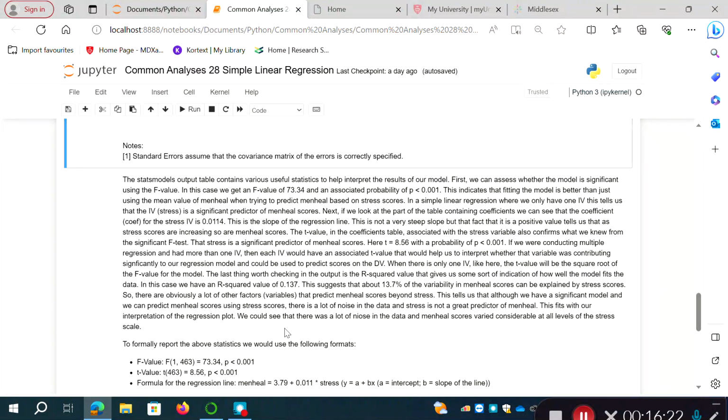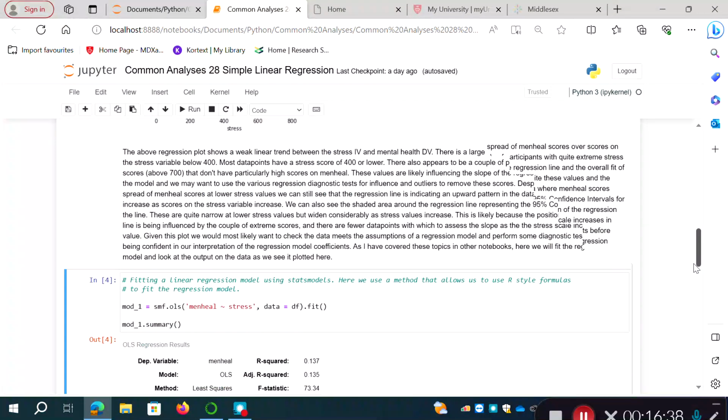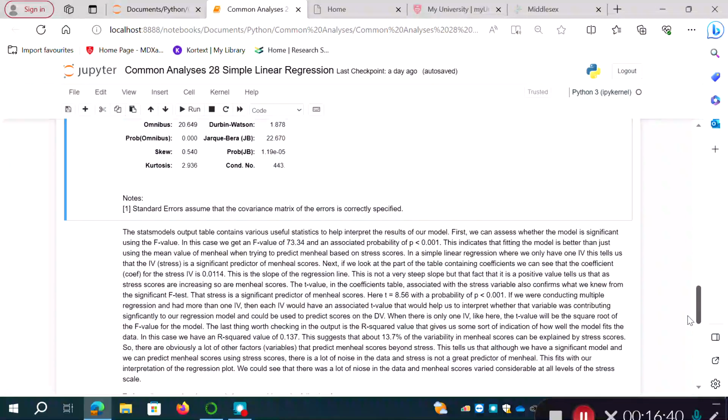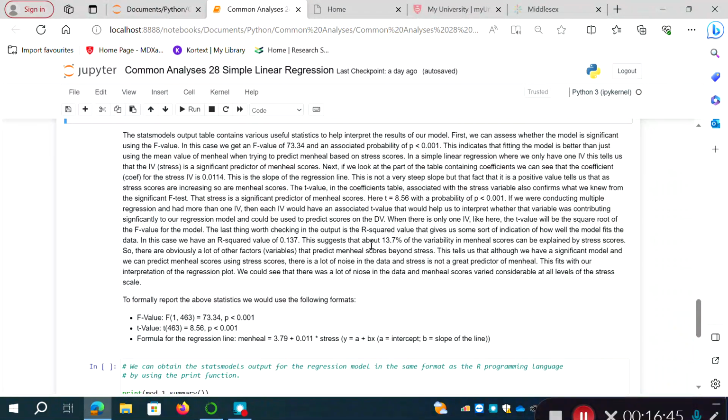We could see there was a lot of noise in the data, and mental health scores varied considerably at all levels of the stress scale. So if we go back to that regression plot, pretty much the whole scale of mental health scores here. Almost a square of data, really. Okay. All right, so that is kind of how to interpret the output.